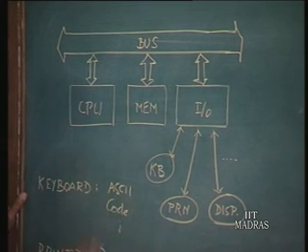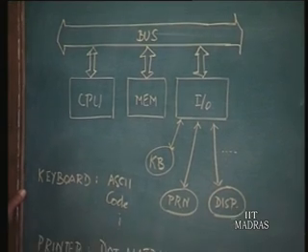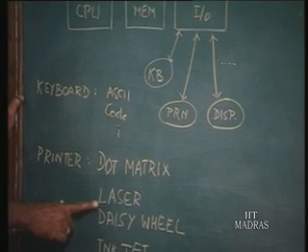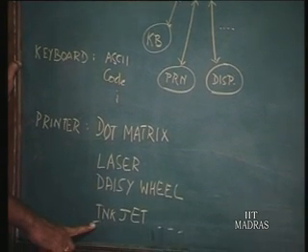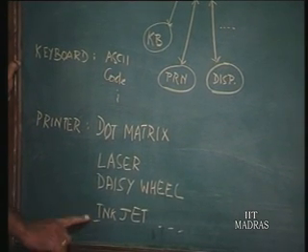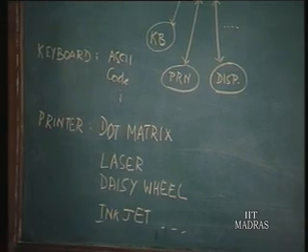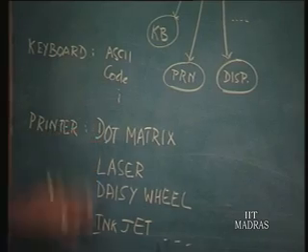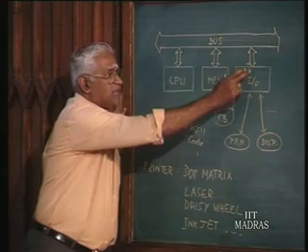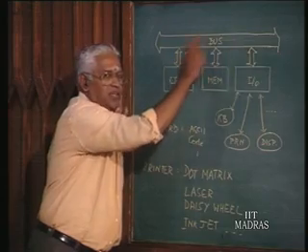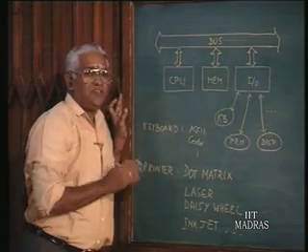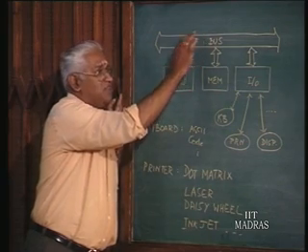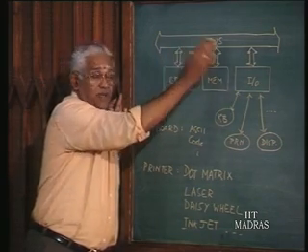Now, if you take the second category, say printer, again there are different types. Say there will be a dot matrix printer, there will be a laser printer, there may be a daisy wheel printer, there may be an inkjet printer. Now, obviously you can see you have different devices here, and given a particular device there are different types. So, what exactly the CPU will be looking at this end, the bus end, that must be standardized. Otherwise, we cannot have a set of standard signals and set of signal lines here and a specific protocol.